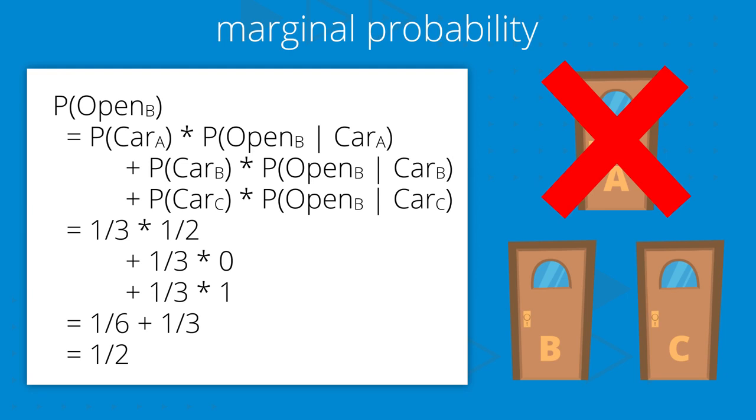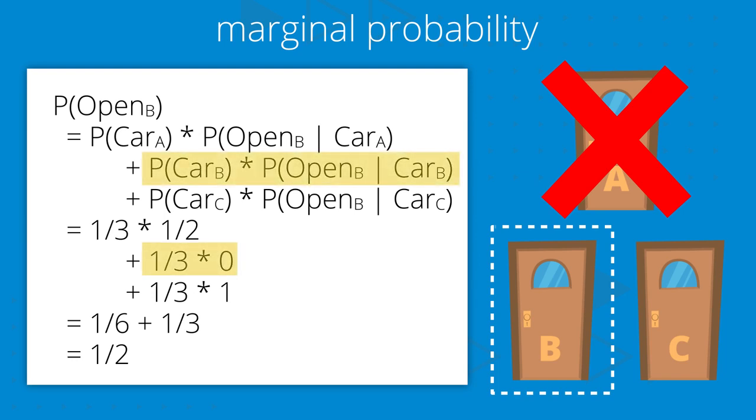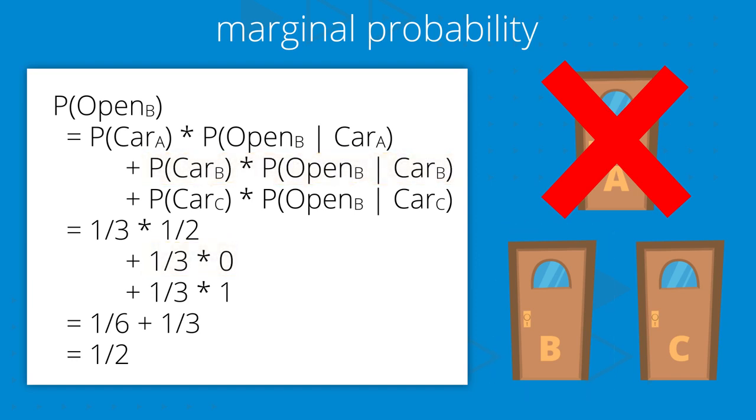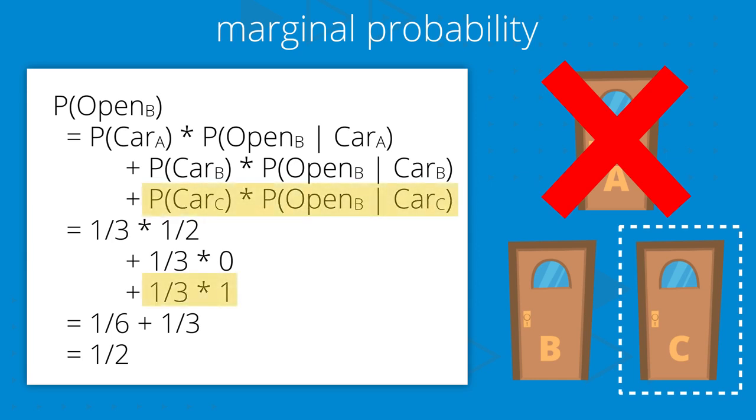Or, the car could be behind door B, which also happens 1/3 of the time, but in this case Monty will certainly not reveal it. Therefore, P of open B given car B is 0. Finally, the car could be behind door C, also 1/3 of the time, in which case Monty is forced to open door B. Hence, P of open B given car C is 1.